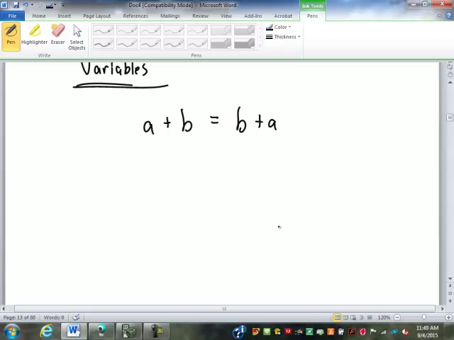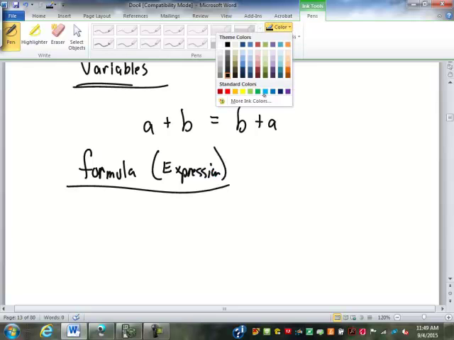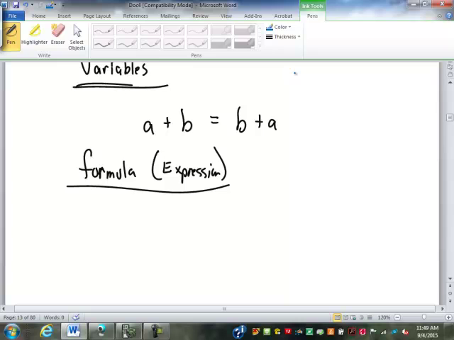Well, a second way those variables could be used is they could be used in a formula. Sometimes in algebra called an expression. A possible formula might be for like the area of a triangle.